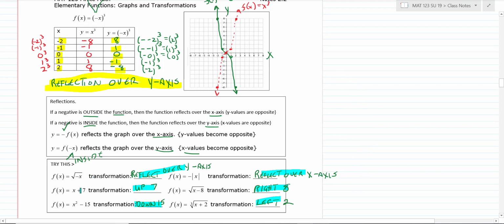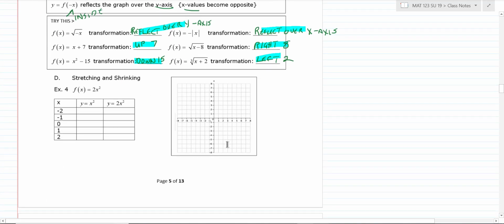If you add outside, that's up. If you subtract outside the function, that's down. If you subtract inside the function, that's right. And if you add inside the function, that's left. These are the ones that are sometimes a little confusing for students. It doesn't seem that it would work that way, but it does work that way. We did an example to kind of show you how that works.